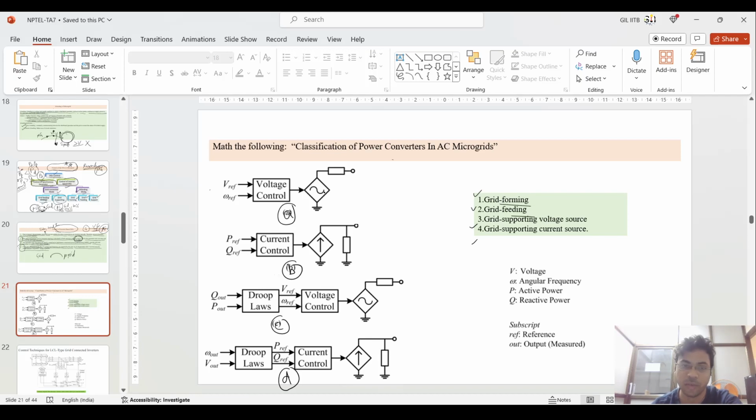That is whether the topology is grid forming, grid feeding, or grid supporting voltage source, or grid supporting current source. You have 2 minutes to solve this question. I will explain in the further slides, because this is the most fundamental thing to understand, which topology, which control topology this is. Just try once by seeing this current source and voltage sources.